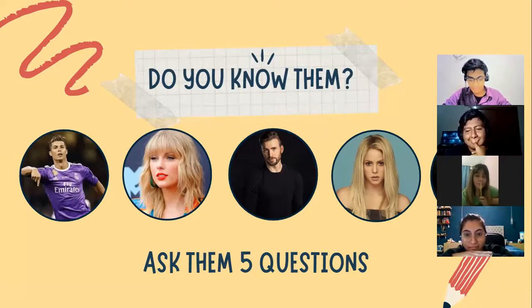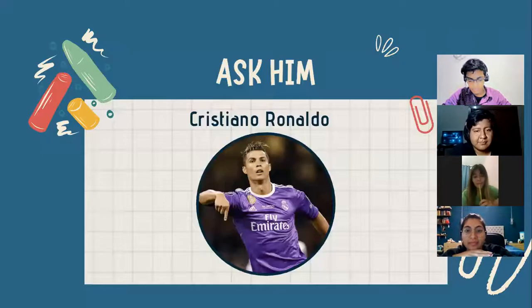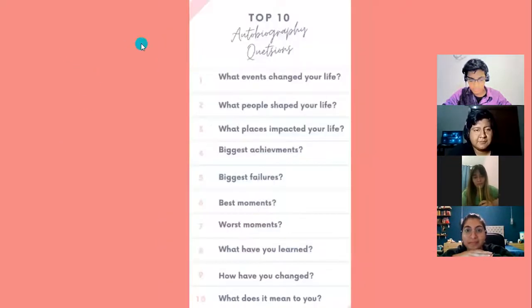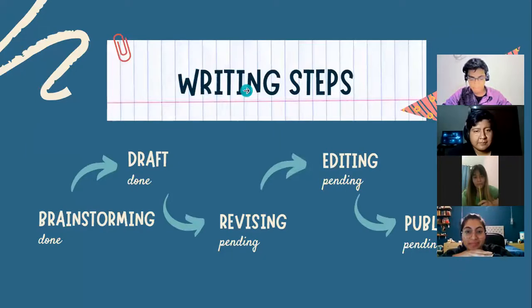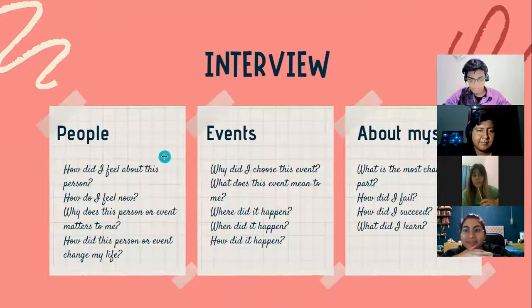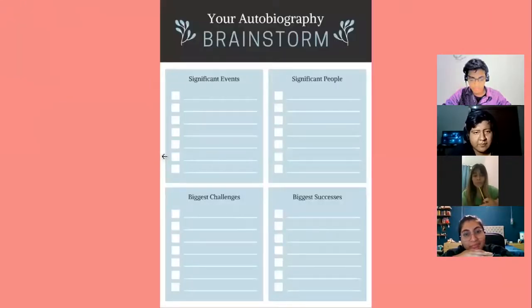So if I write about Cristiano Ronaldo, that is a biography. But if I write about myself, that is an autobiography. The writing steps are usually brainstorming, draft, revising, editing, and publishing. Today, we're just going to do the first two steps, brainstorming and draft. So let's start with our brainstorm.